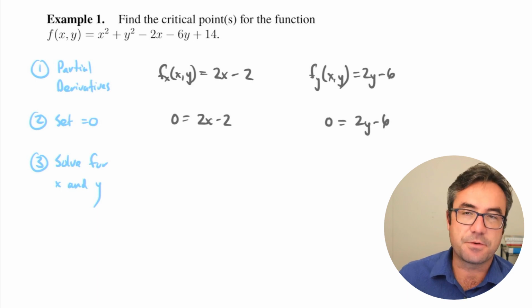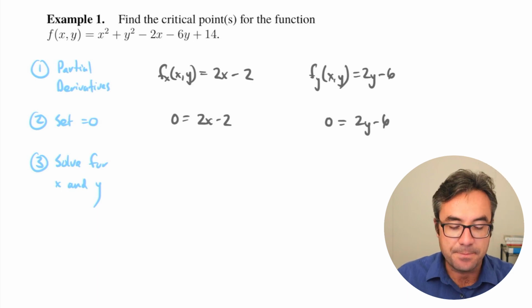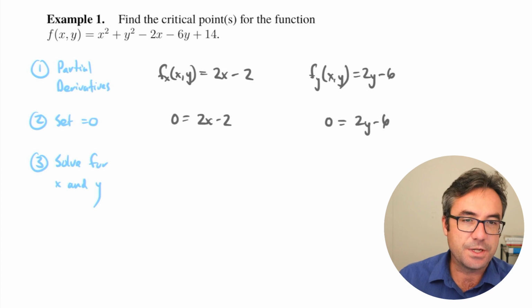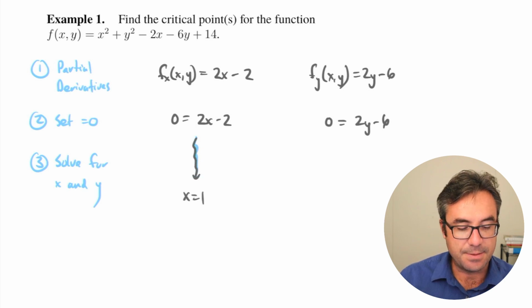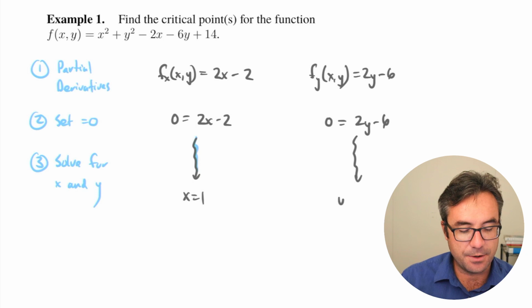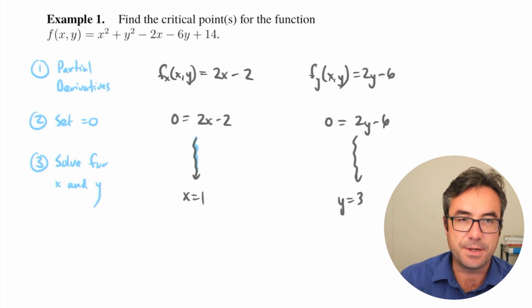Now this is our first example, so this one's not going to be too bad. This first equation, we can just do a direct solve, and we get x is equal to 1. And same thing over here. We can just do a direct solve here, and we get y is equal to 3.